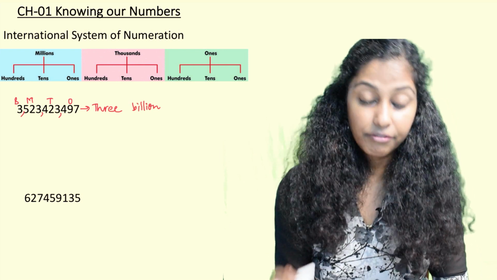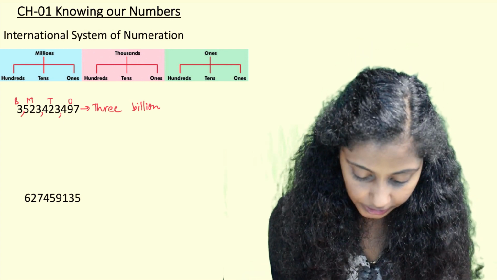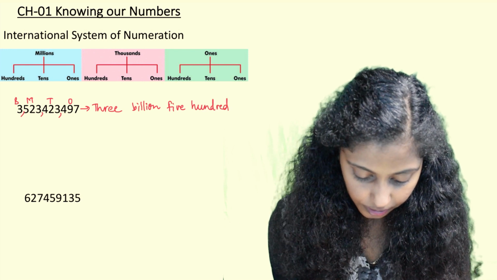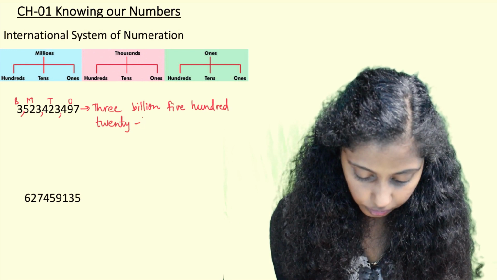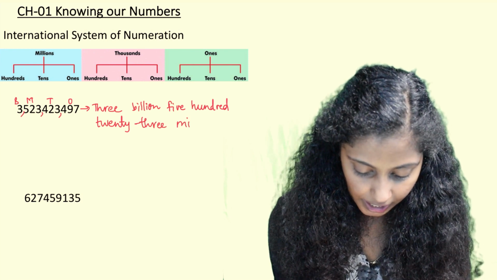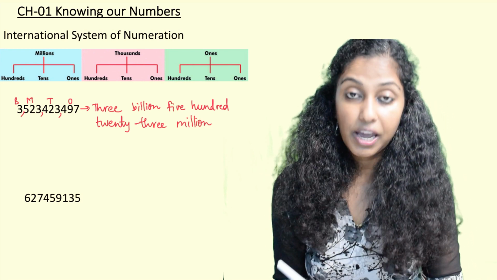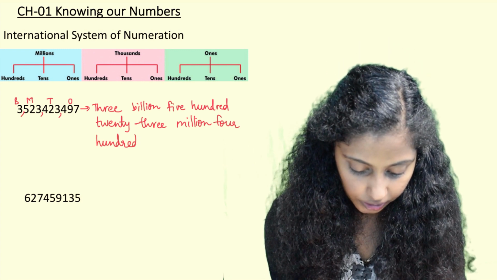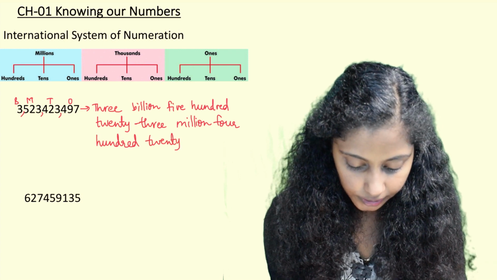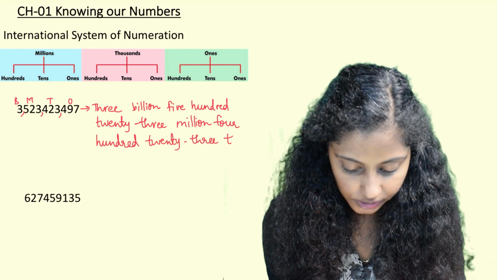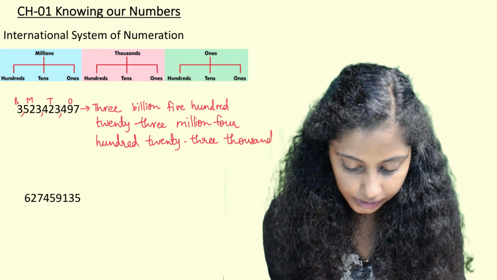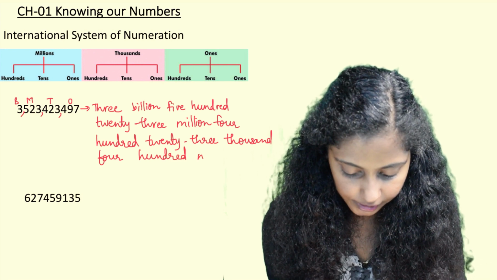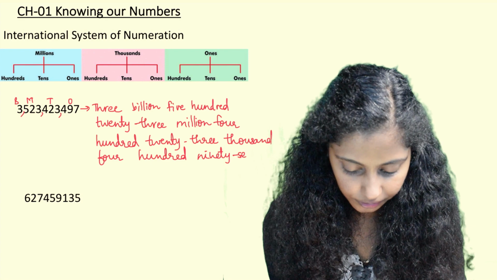Then in the millions group we have 523, because here we have all hundreds, tens, ones. So 523 million. Then we have the group of thousands. In thousands we have 423, so we write 423,000. Then ultimately we have the ones, that is 497. That is in ones, so we just write it as 497, and this number is written.